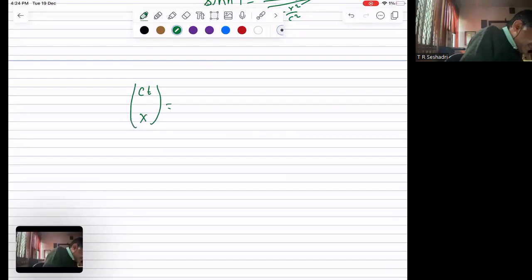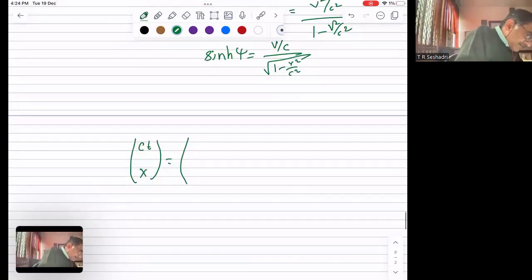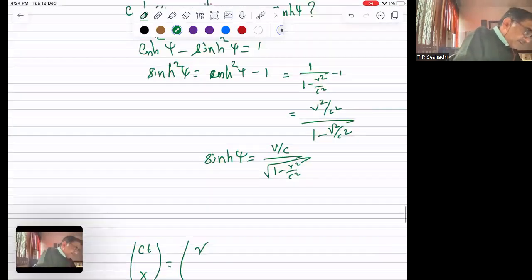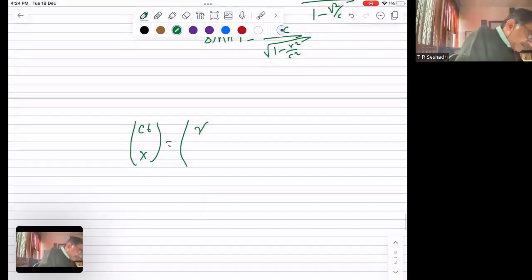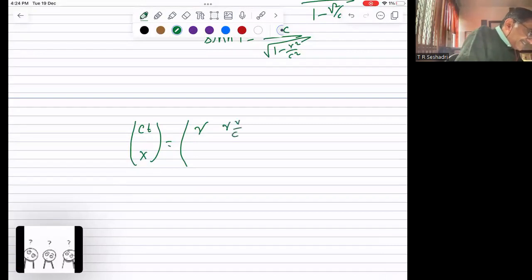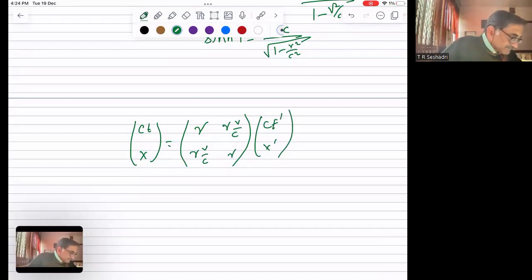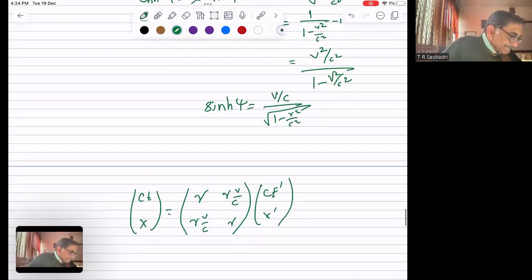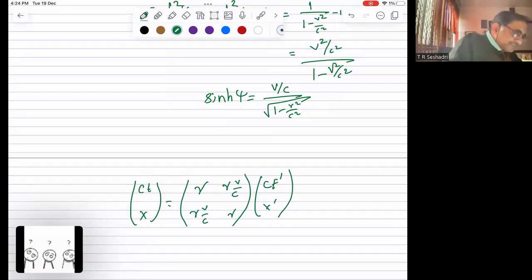Ct and x is equal to, I call 1 over square root of 1 minus v square by c square as gamma: gamma, gamma v by c, gamma v by c, and gamma. Right? Yes. And this is basically the Lorentz transformation.